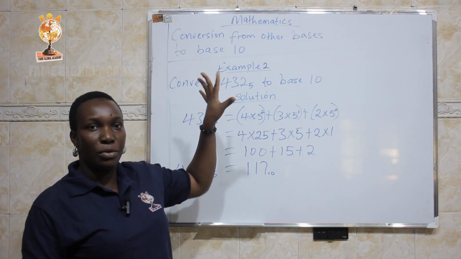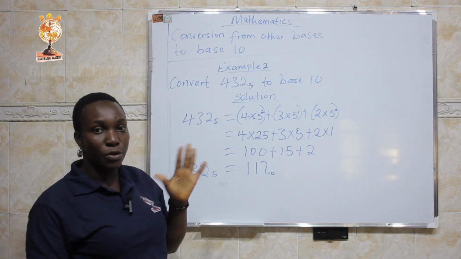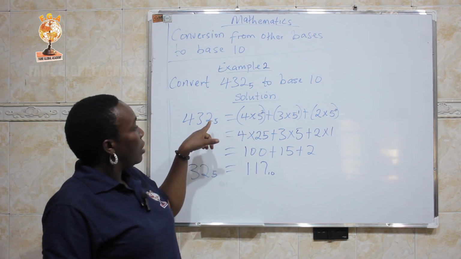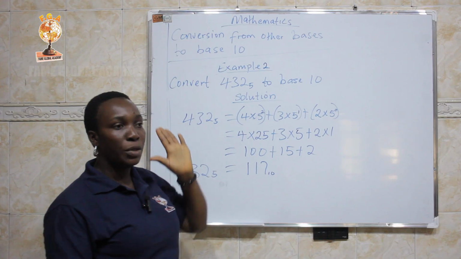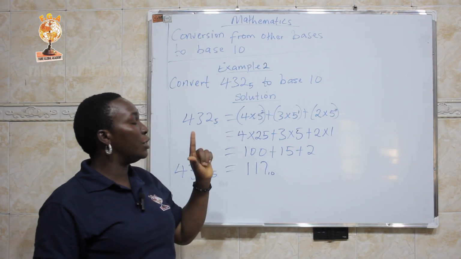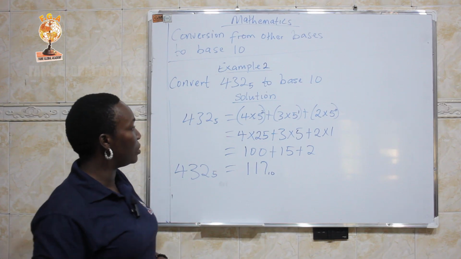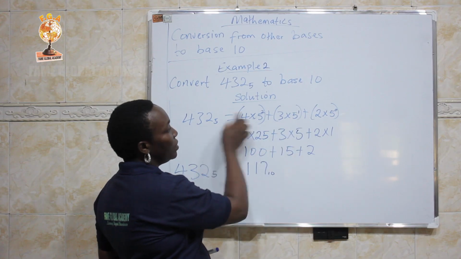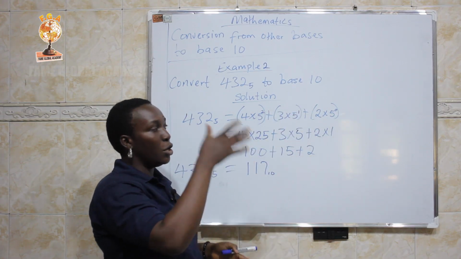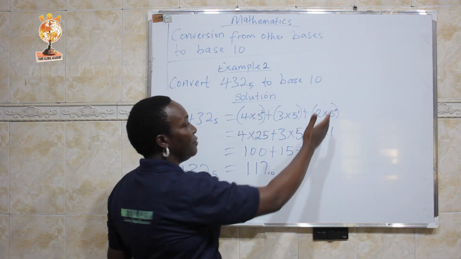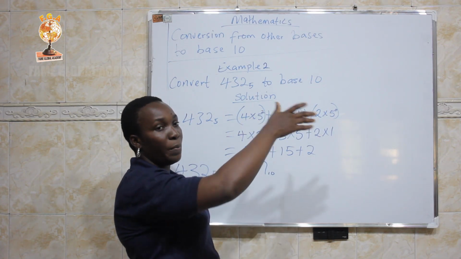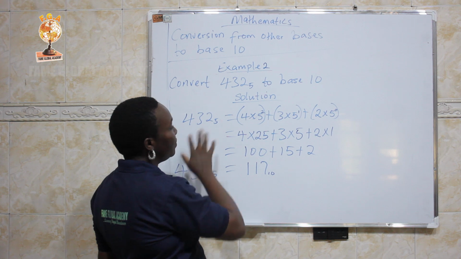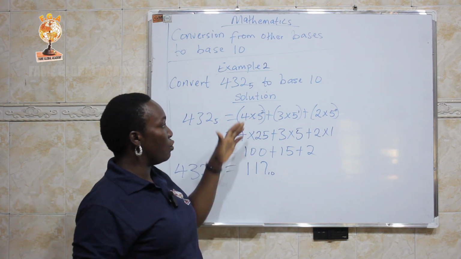So let me just recap it again in case of those that did not follow the first time. So this is 432 base 5. We are converting it to base 10. So the procedure is multiply each of the numbers by the base, one after the other. So we have 4 times 5, which is this, 3 times 5, which is this, and 2 times 5, which is this. Then after that, you put the powers of your base, starting from the last one, and you start putting the power with 0. So you have 0, 1, and 2, because we have 3-digit numbers.